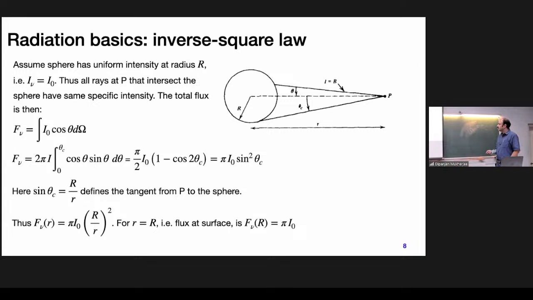So the flux function looks like that. It's pi I naught, capital R by R, whole squared. Interesting point is, if you have a system where the intensity is constant over a given surface, and you go to the surface itself, then the flux at the surface is pi times I zero. This is very important because we'll again use this when we study black body. Good. So far, so good.